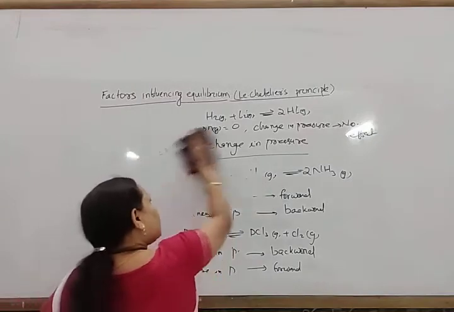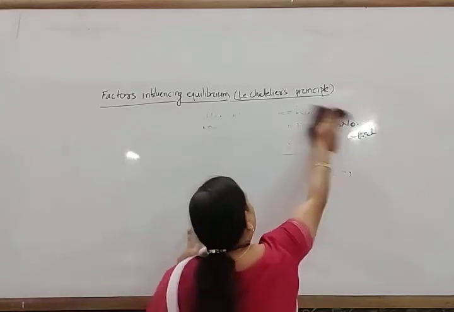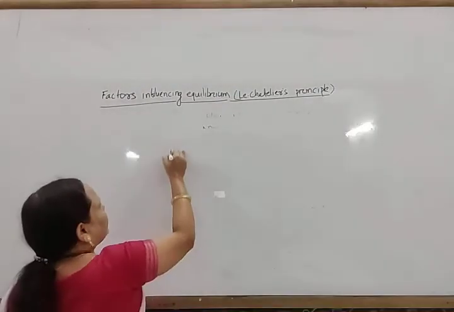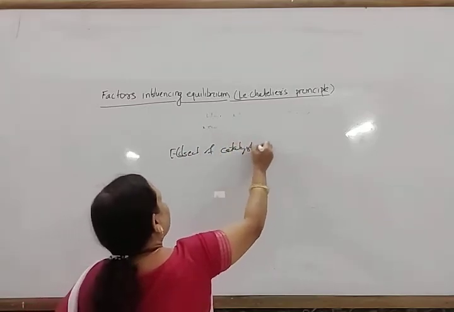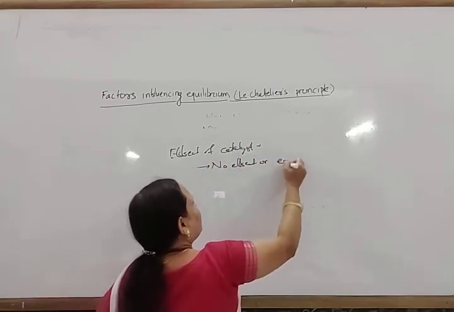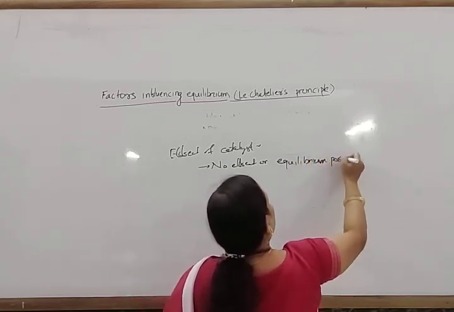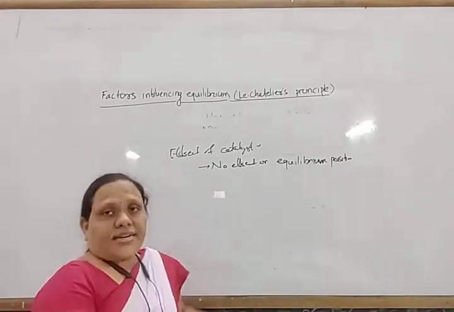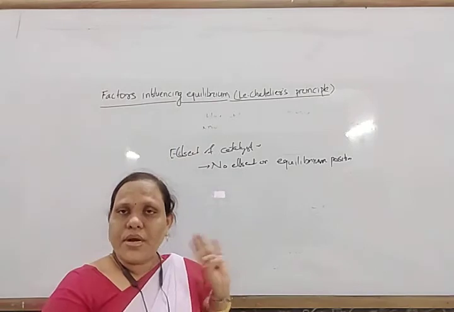Now I think it's clear. Next, what is the effect of addition of a catalyst? Suppose you add some catalyst at equilibrium, or use a catalyst at the start. Then actually there is no effect on the equilibrium position. Only the equilibrium is reached at a faster rate, that is, quickly, but there is no effect on the equilibrium position.